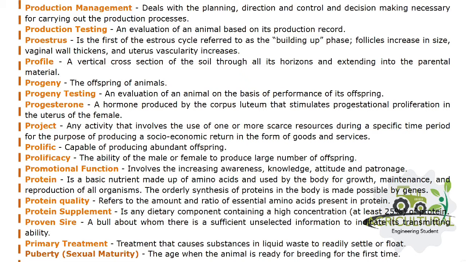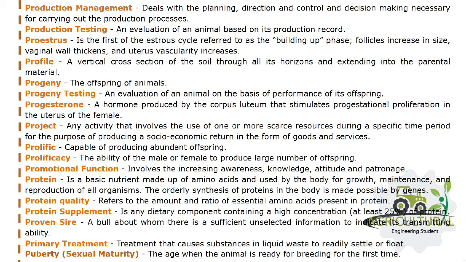Proestrus is the first phase of the estrus cycle, referred to as the building up phase. Follicles increase in size, the vaginal wall thickens, and uterus vascularity increases. Profile, a vertical cross-section of the soil through all its horizons and extending into the parental material. Progeny, the offspring of animals. Progeny testing, an evaluation of an animal on the basis of performance of its offspring. Progesterone, a hormone produced by the corpus luteum that stimulates progestational proliferation in the uterus of the female.